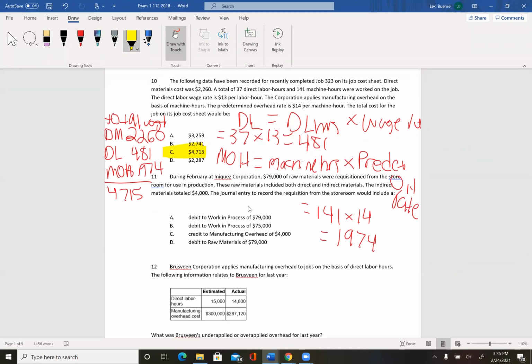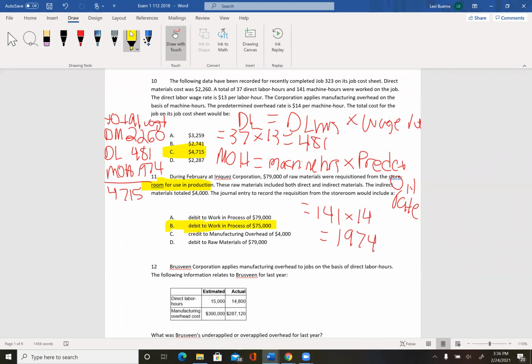And then for 11, during February at this corporation, 79,000 of raw materials were requisitioned from the store for use in production. These raw materials included both direct and indirect materials. The indirect totaled 4,000. What is the journal entry? Since it says for use in production, it's pretty similar to the other question. The answer is going to be B, debit work in process.